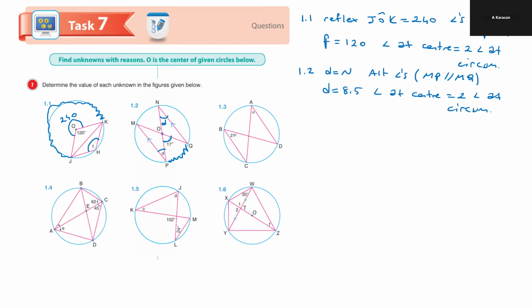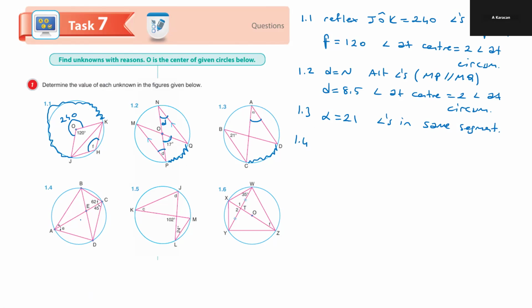Okay. 21 is subtended by CD. Alpha is subtended by the same arc. So 1.3 is the easy one. Alpha is 21. Again, angles in same segment.